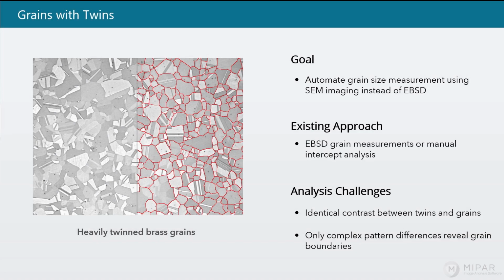So in this example, we saw the successful automation of an incredibly challenging problem, accurately detecting parent grain boundaries while ignoring the many twins inside. This enabled the desired measurements, in this case, mean grain size, and our users are now able to perform this critical analysis with traditional SEM imaging over EBSD, which offers orders of magnitude in cost savings. So, let's take a look at our next case.